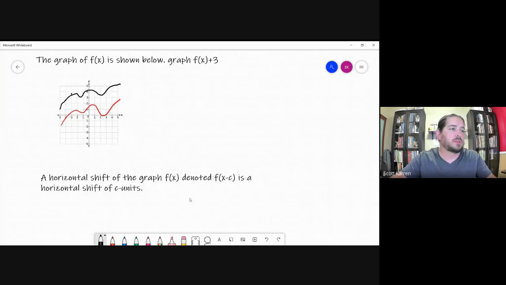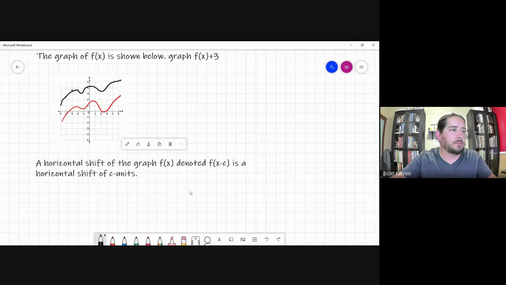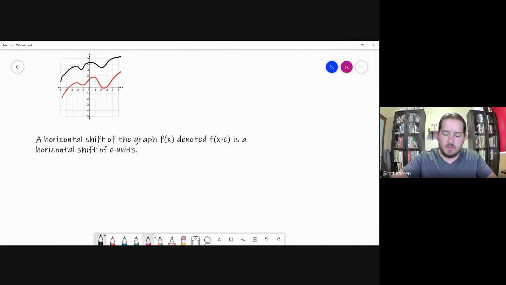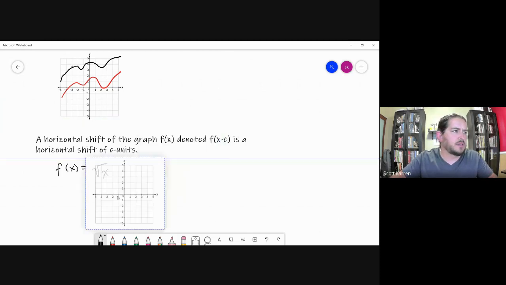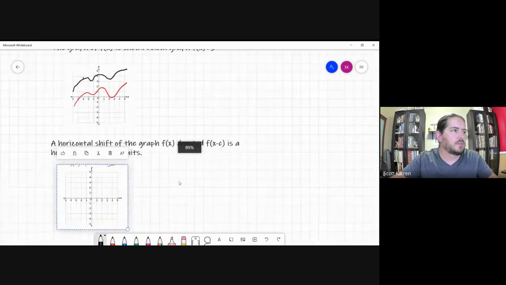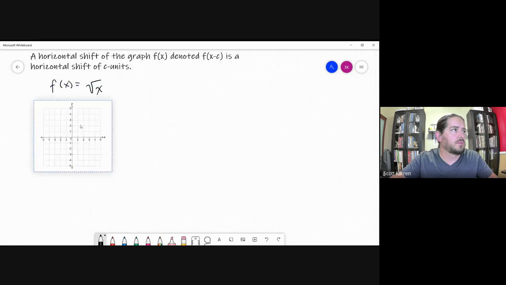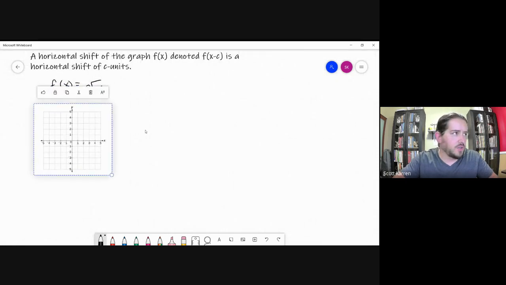So for example, let's say I have f of x equals the square root of x. And again, we know what that looks like. If I can draw it, who knows? It's been a hit and miss day already. Looks more or less like that, right?